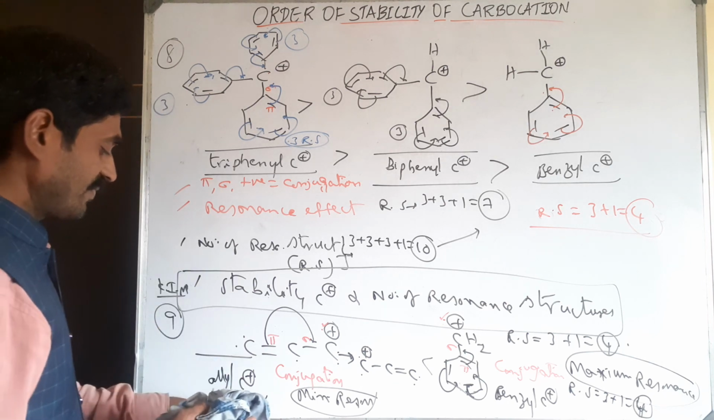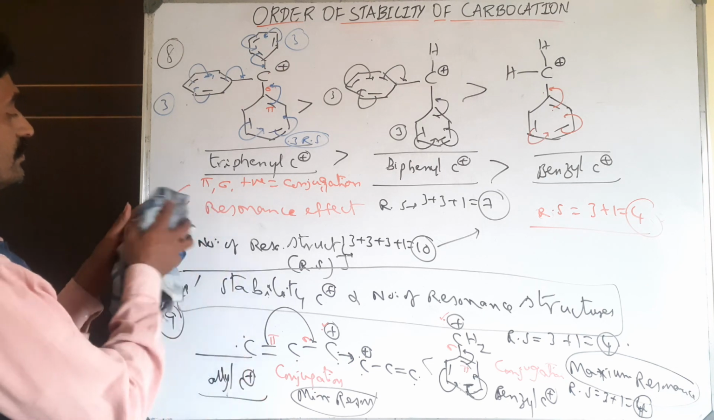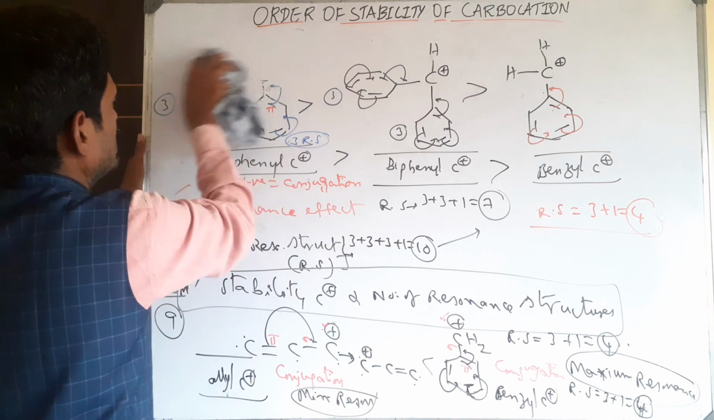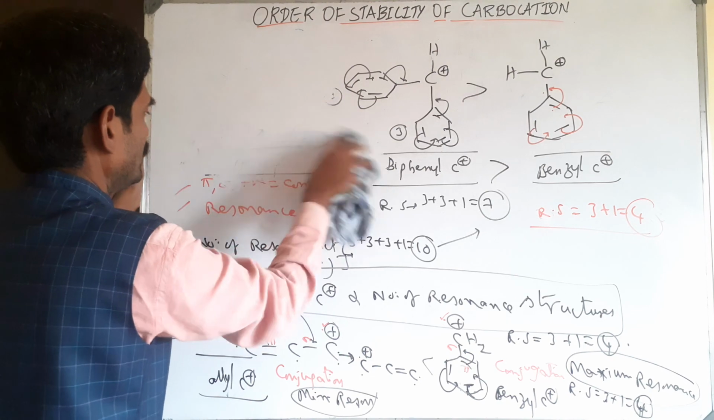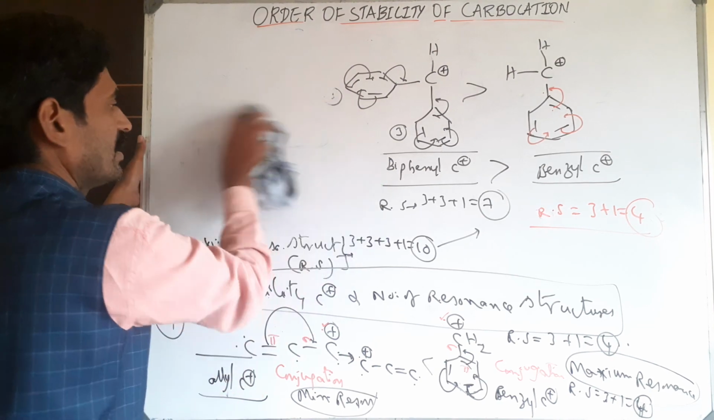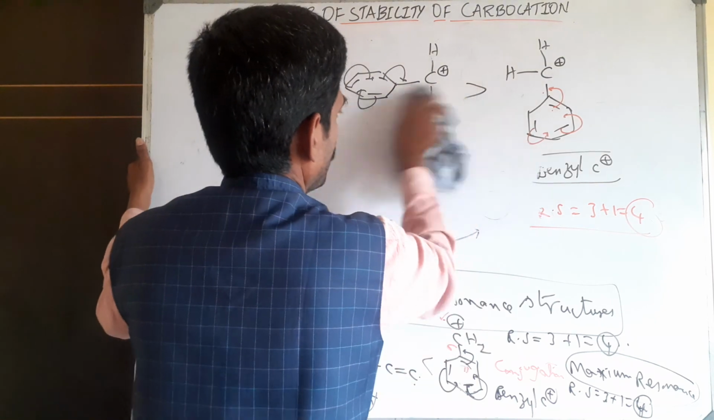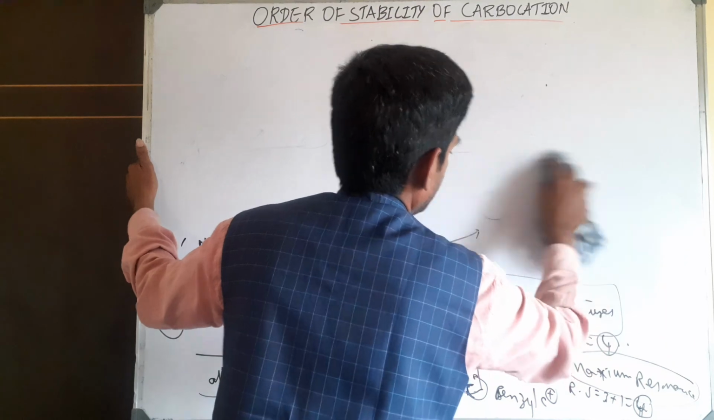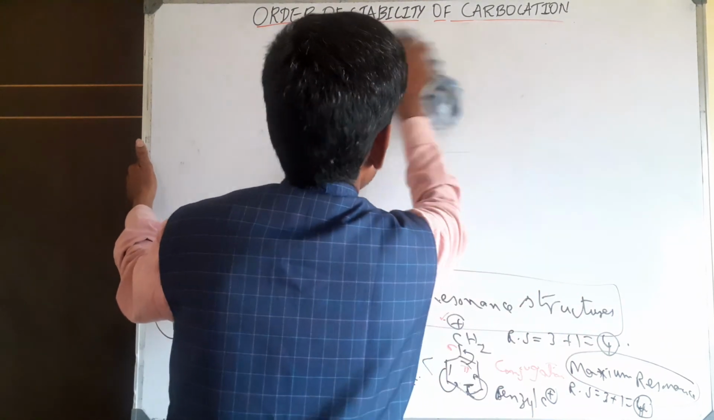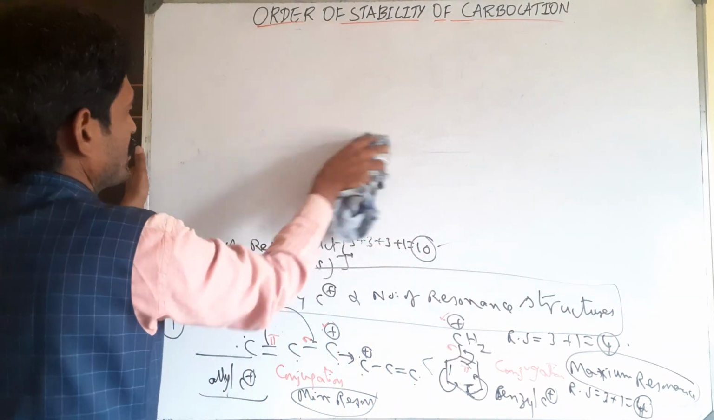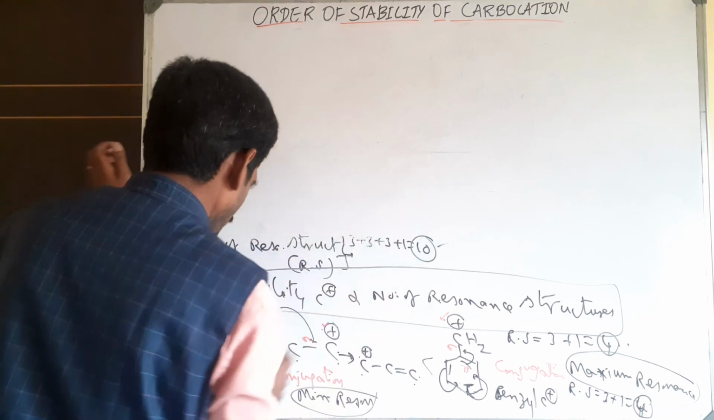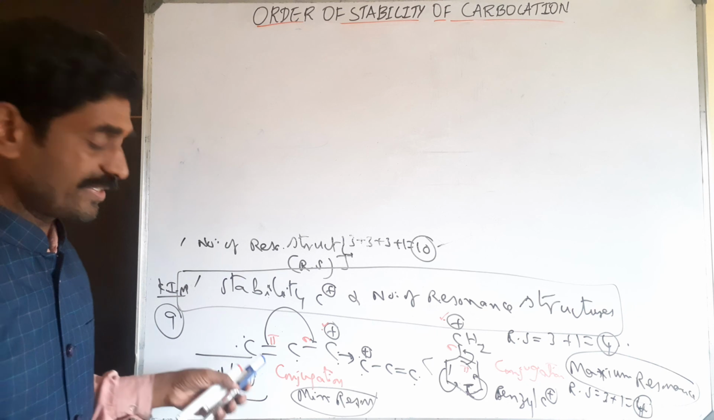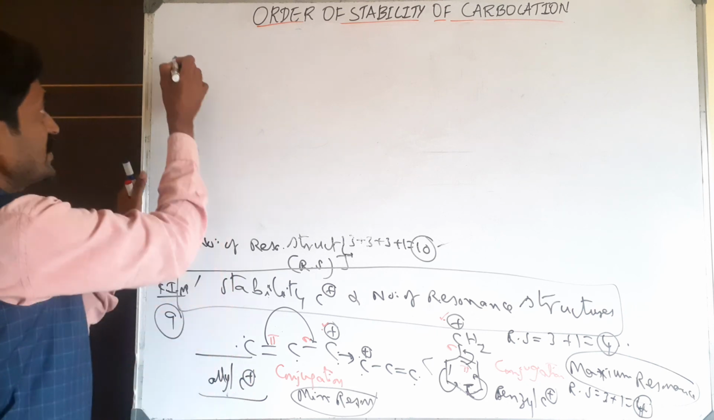Is it clear? Fine. So there is a triphenyl carbocation, biphenyl carbocation, and benzyl carbocation. The factor you have to consider is the number of resonance structures formed. All the structures have resonance, but the number of resonance structures will decide the stability, right? Next one is very important.